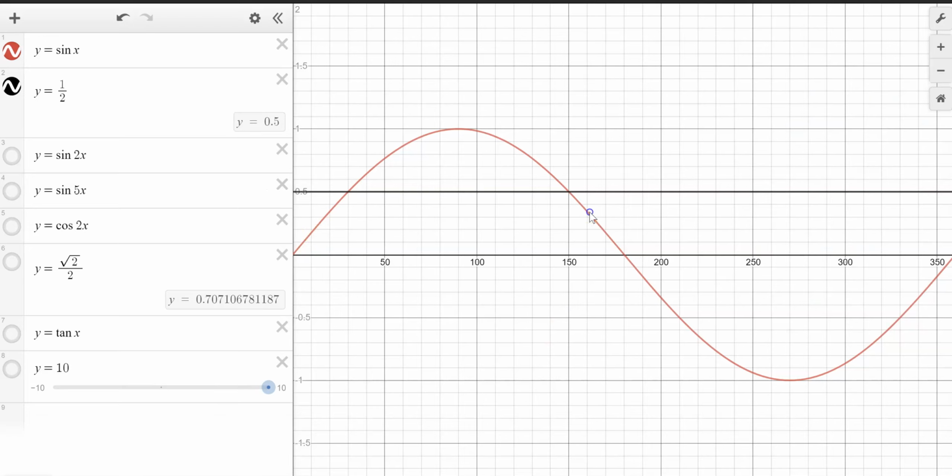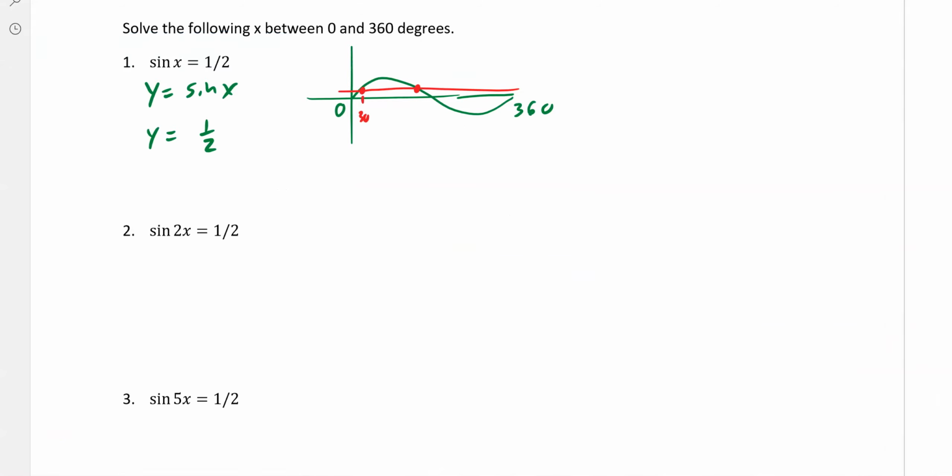And so clicking anywhere, it gives us our solutions. So 30 degrees is when we would get a half. And our sine function would also be a half at 150 degrees. So there's our solution, 30 and 150. So this occurred at 30 degrees and at 150 degrees. So our x equals 30 degrees and 150 degrees.